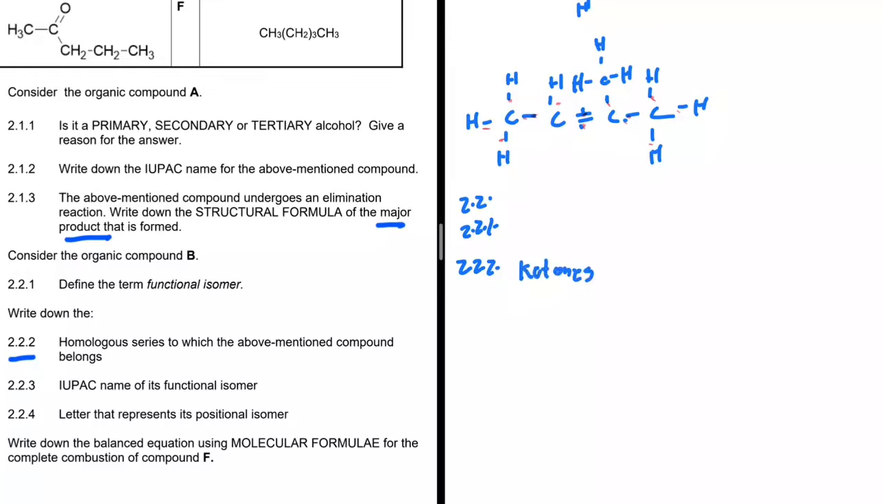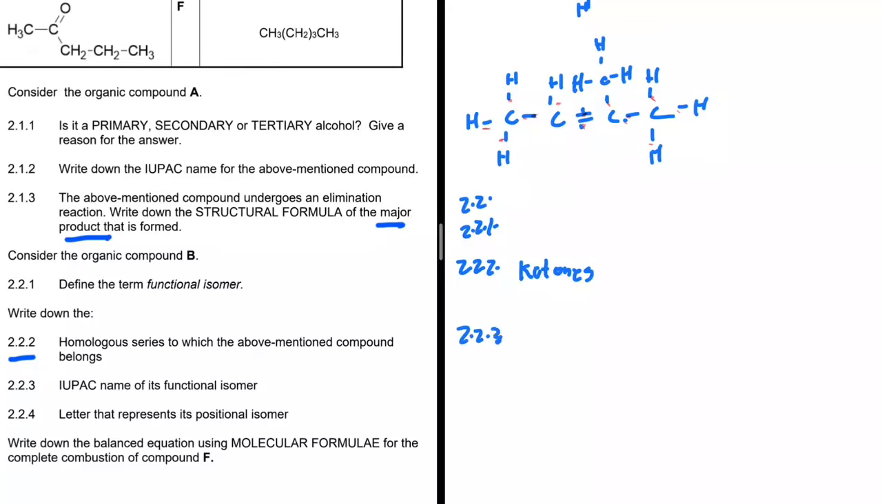It's one of those things that we usually overlook. The name of the homologous series is not ketone, it is ketones. If you go to your exam guidelines, that is exactly what you're going to find. You're not going to find the homologous series ketone. We're just being more precise. That is 2.2.2.